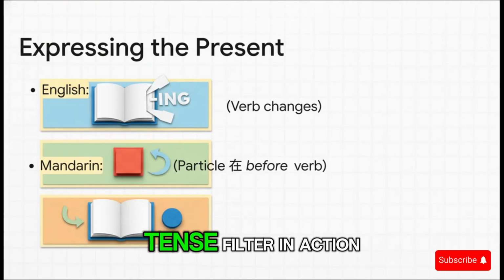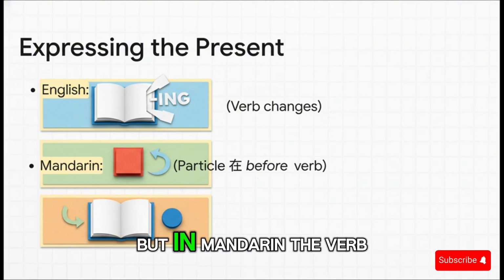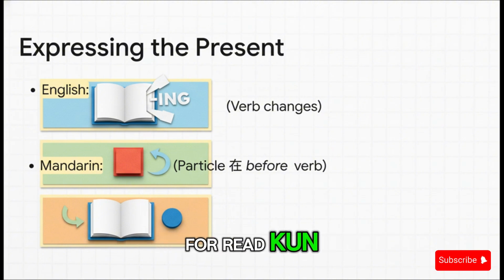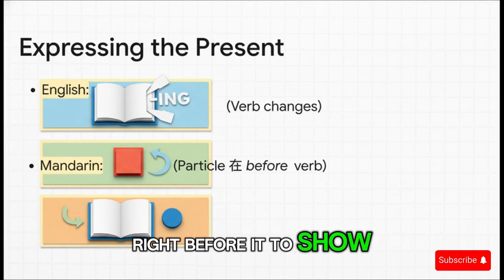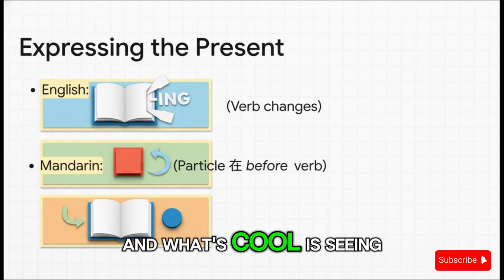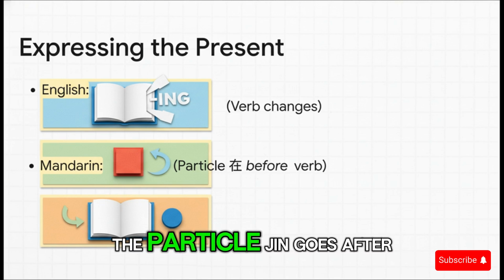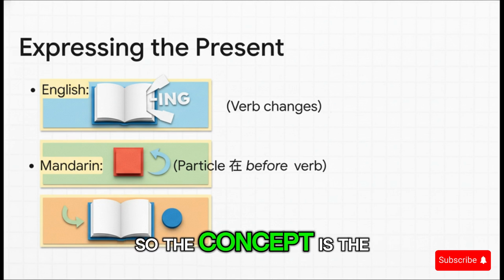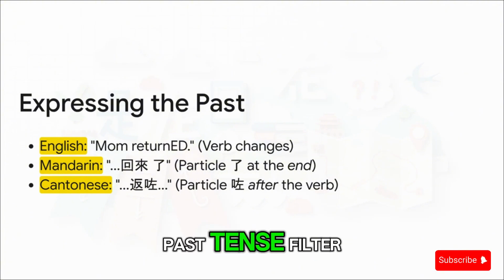So let's see this present tense filter in action. In English, the verb read has to change to reading, but in Mandarin, the verb for read, 看, stays exactly the same. You just pop that little particle 在 right before it to show the action is in progress. And what's cool is seeing how Cantonese does it. Same idea, different filter. The particle jin goes after the verb, so the concept is the same, just a slightly different rule.